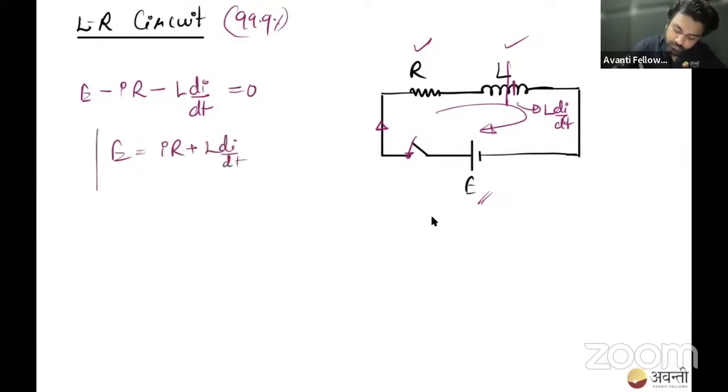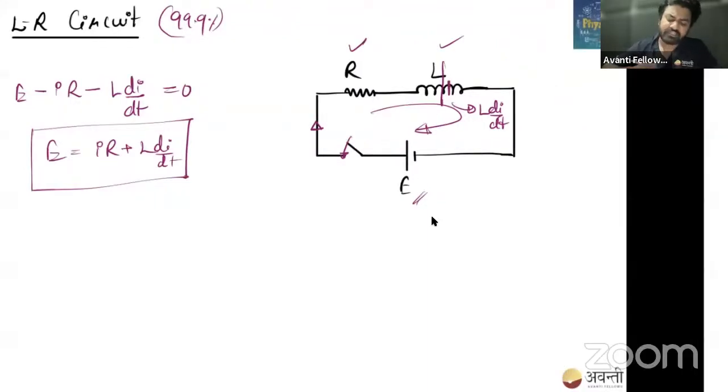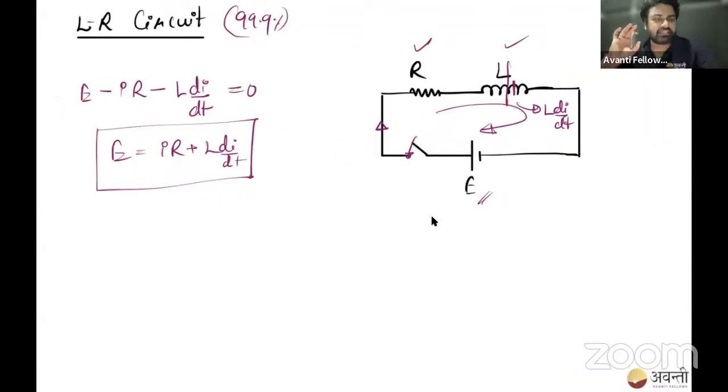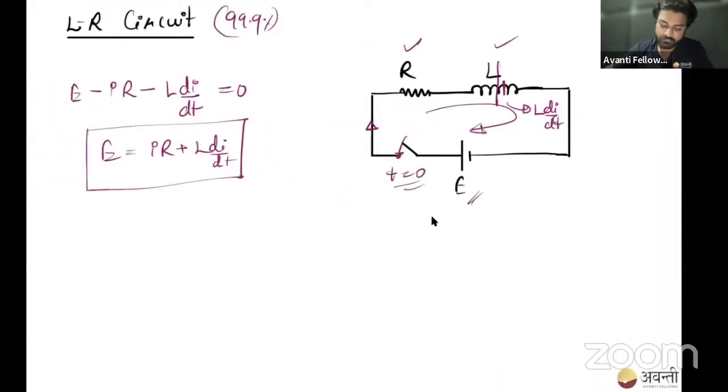What I'm trying to do is find the relation of current, how the current will behave in this coil. Of course, if the inductor was not there, current would directly reach E upon R. But the inductor is there, means some problem will be there. Let's see that problem. So I close this at t is equal to 0. Now I'll do it in the next page. Yeah, here only I will do.